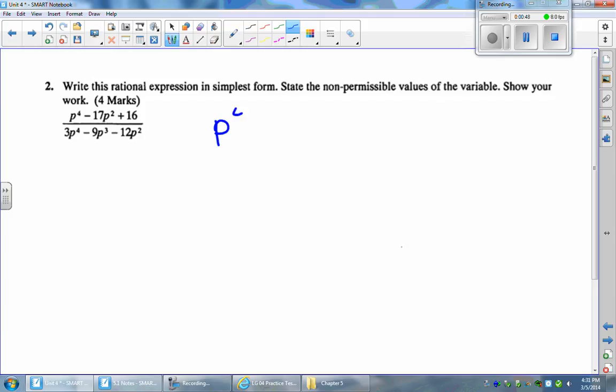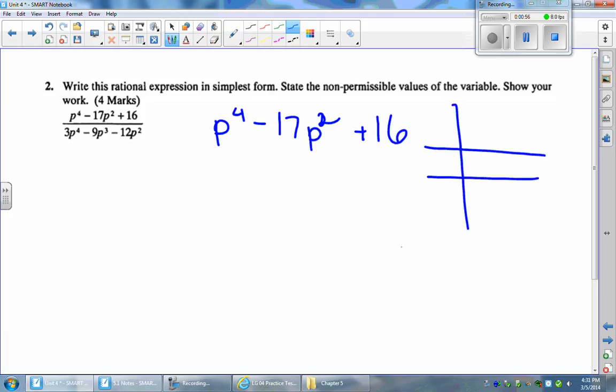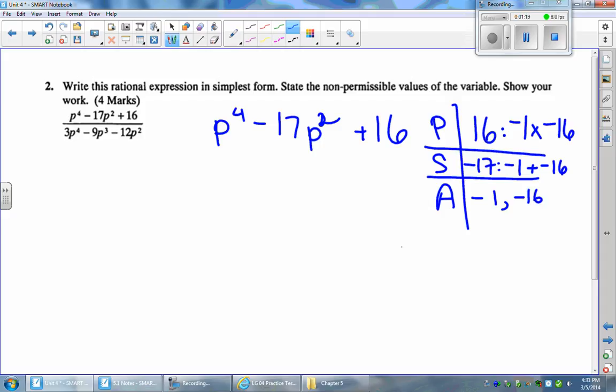P to the power 4 minus 17p squared plus 16. So if I PSA this, my product should be positive 16 and my sum should be negative 17. So I know that negative 1 times negative 16 will give me positive 16, and negative 1 plus negative 16 will give me negative 17. So my answers here are negative 1 and negative 16, which means I can rewrite this as p squared minus 1 and p squared minus 16.